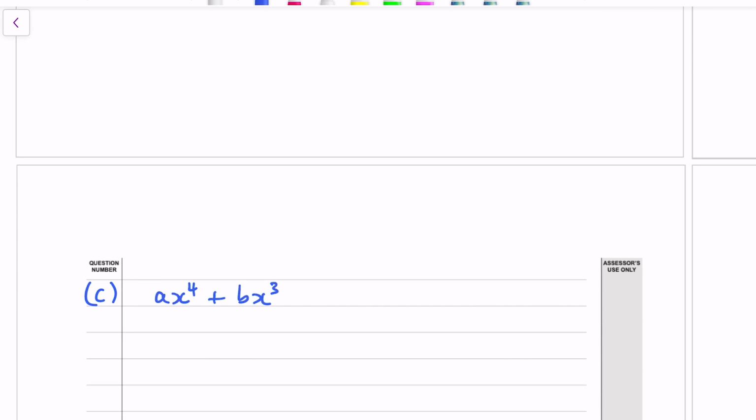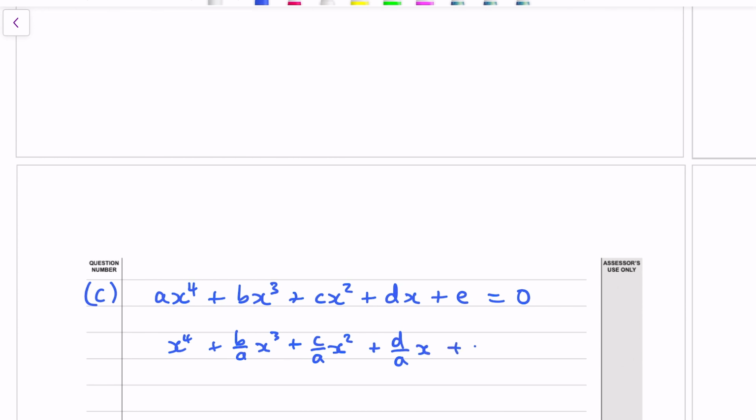first thing I want to do, divide the whole thing through by a. I don't set a equal to 1 because a can be anything, but dividing it through by a means that the leading coefficient there is a 1.